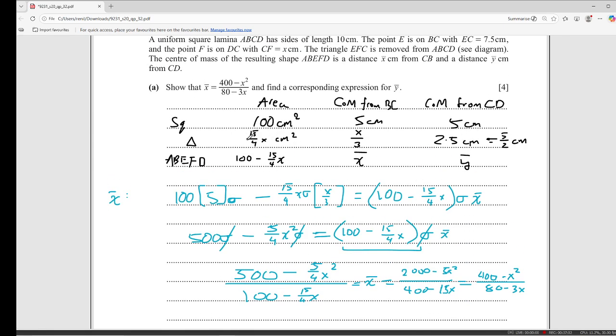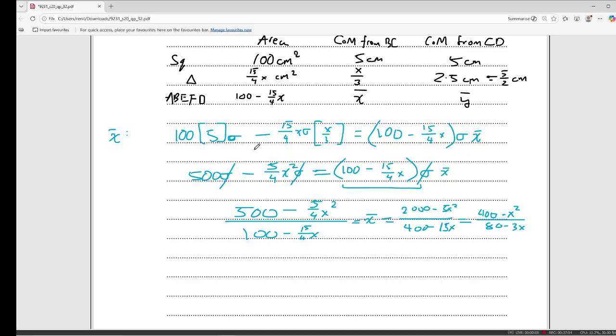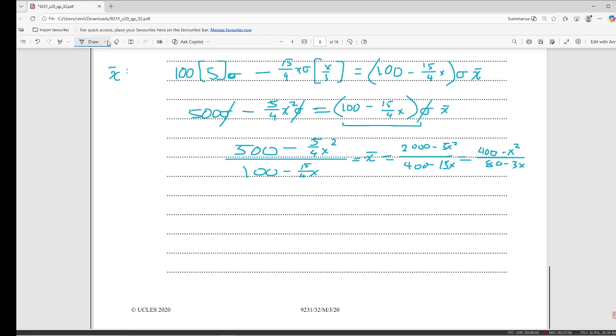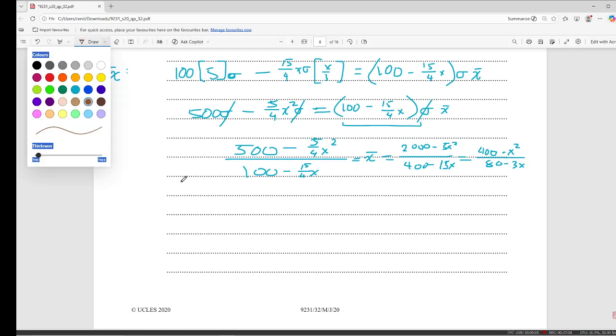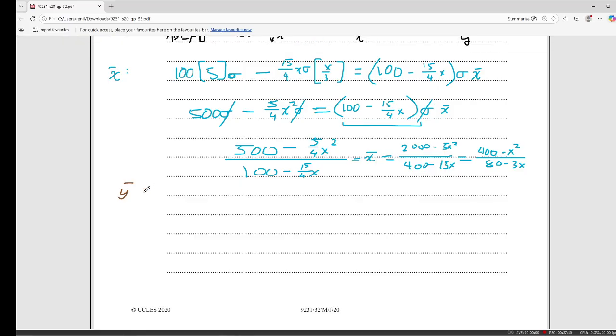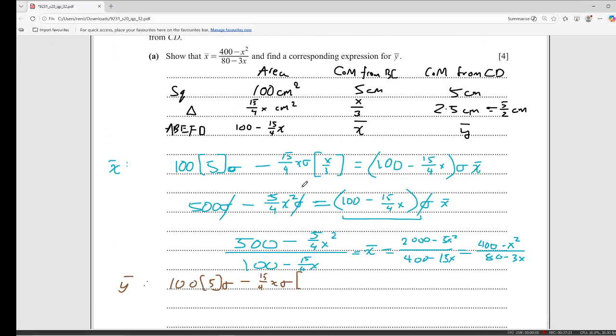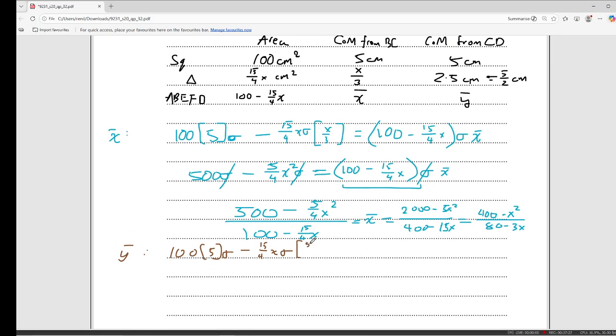Now to find y mean, we do the same process, just a bit different. So let's find y mean. For y mean now, 100 times 5 times sigma, that remains the same, minus 15 by 4x sigma times 5 by 2, because now we're considering the verticals. So 5 by 2, and let's simplify this first.